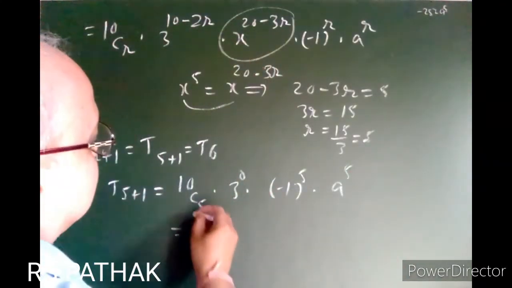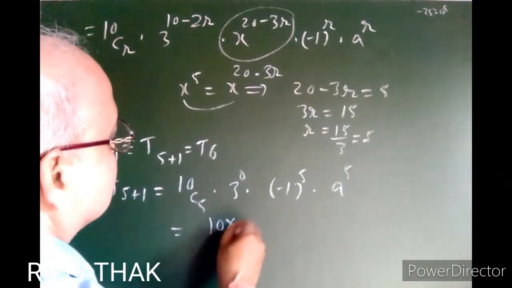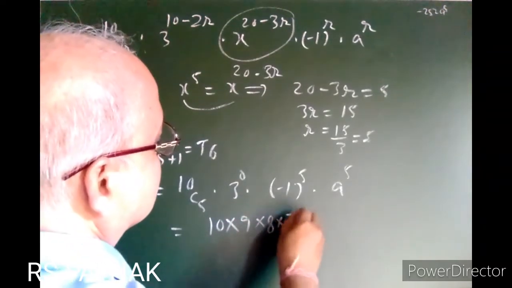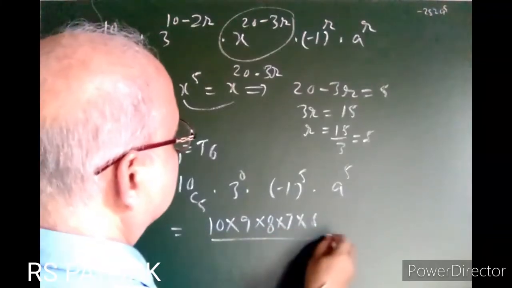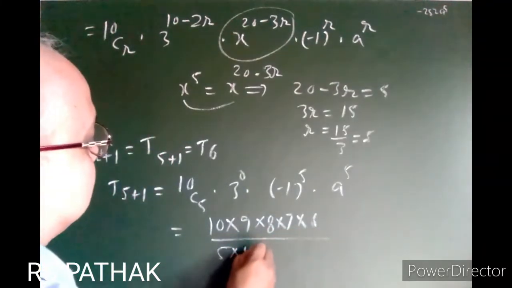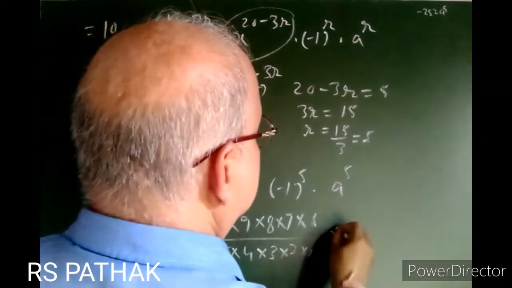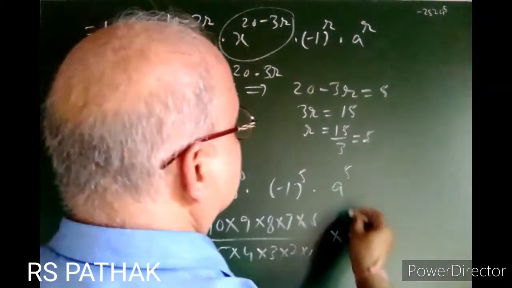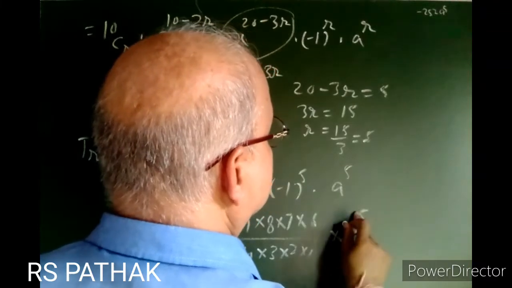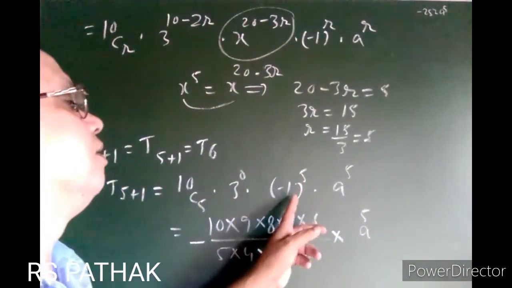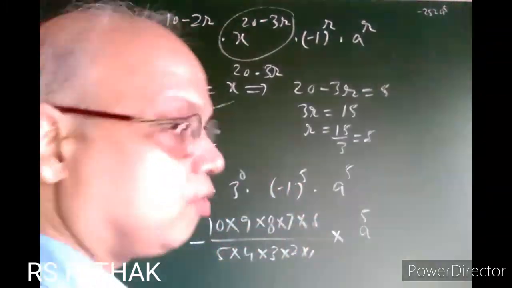10C5 means 10 into 9 into 8 into 7 into 6 upon 5 into 4 into 3 into 2 into 1 into a to power 5, and this minus 1 to power 5 means this is odd term, therefore it will be negative.